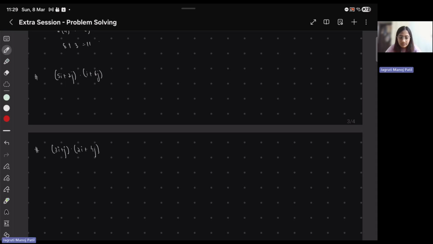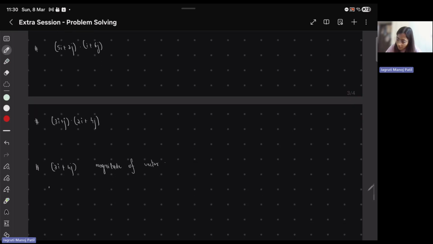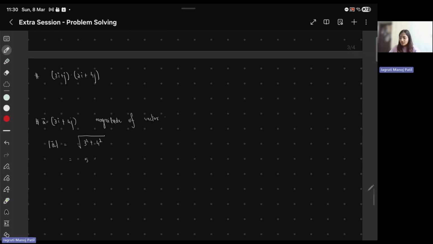Okay, let's just take another one, which is 3i plus 4j. For this case, I want the magnitude of this particular vector, which has directions. How do you compute the magnitude of a vector? Let's say this is a vector A. To compute the magnitude of vector A, I'll do the square root of 3 square plus 4 square, which is nothing but 5, right? That's how you take magnitude.